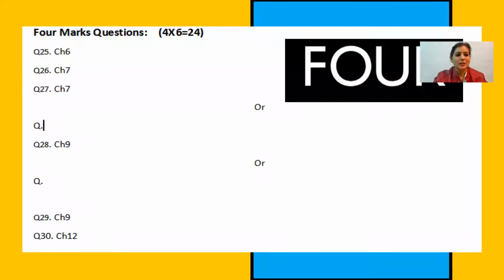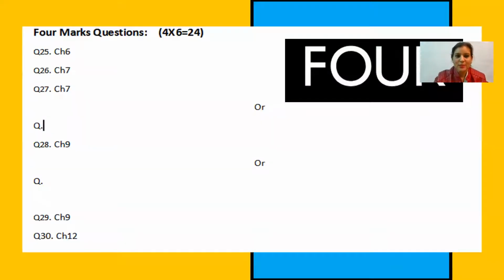Now 4 markers. Question 1 to 20, 1 markers, 21 to 24, 3 markers, 25 to 30. 25 to 30, how many questions? 6 questions, 4 markers. And this year, what is the change in pattern? No 5 markers.